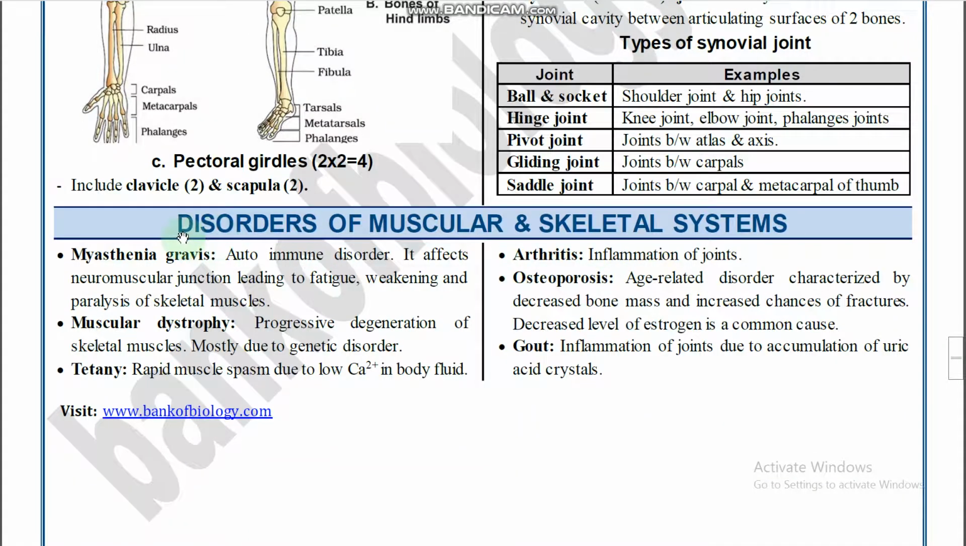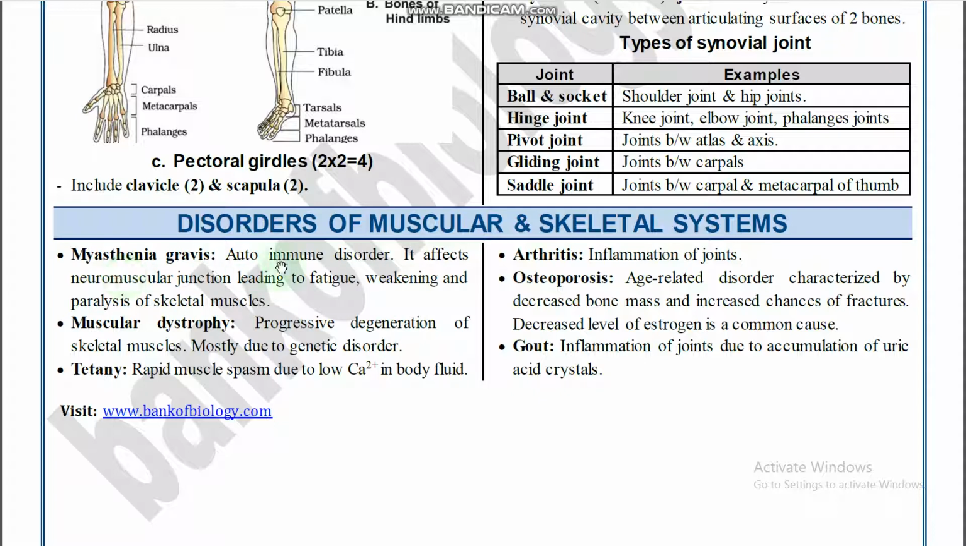Next, disorders of the musculoskeletal system. Myasthenia gravis is an example of a disorder of the musculoskeletal system, also most important, right? Not only this chapter, but in all physiology chapters, disorders are most important. This chapter is very important, right?